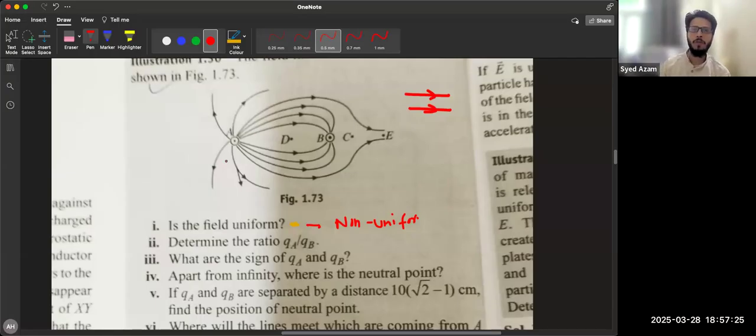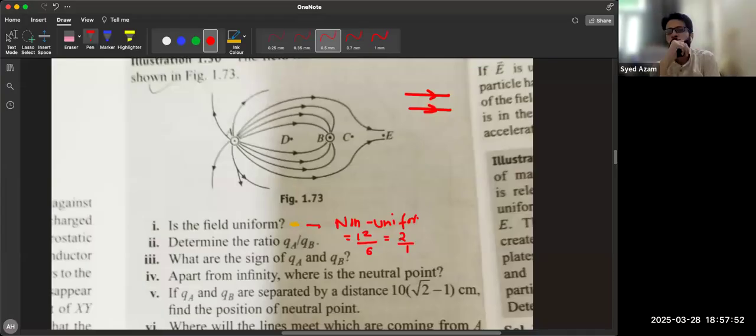Say for A, you have 1, 2, 3, 4, 5, 6, 4 here, 4 here, 8, and 4 here, 12 field lines. If you want to get the value of charge B, then just count the field lines: 3 and 3, 6 here. So the ratio of charge is 2:1. Means QA is double that of charge QB.